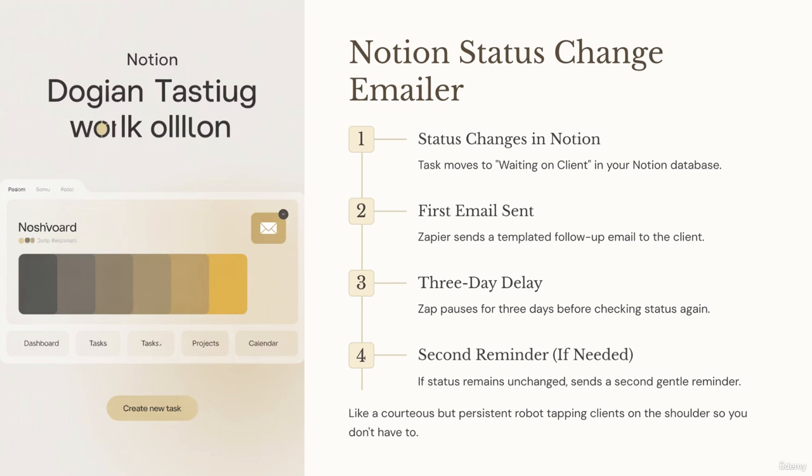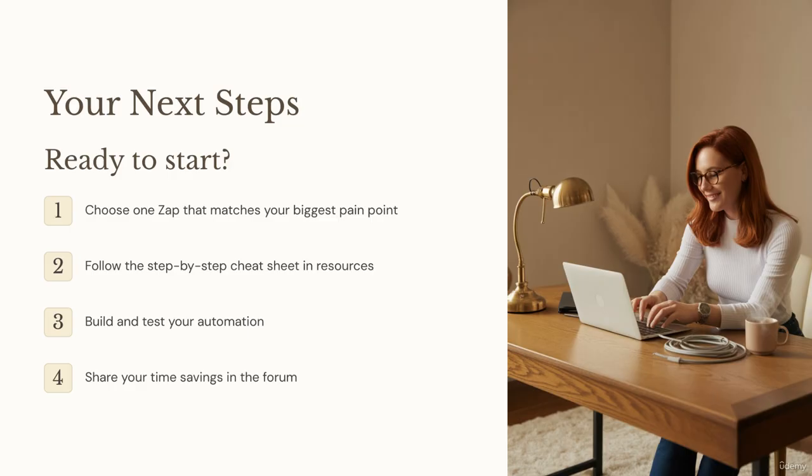But what if they still don't reply? You can add a delay step, say 3 days, and check again if the status is still waiting on client. If it is, Zapier sends a gentle second reminder. No need for sticky notes, calendar pings, or you manually chasing responses. It's polite, automated persistence. So, in this lecture, you've now seen 4 powerful workflows.